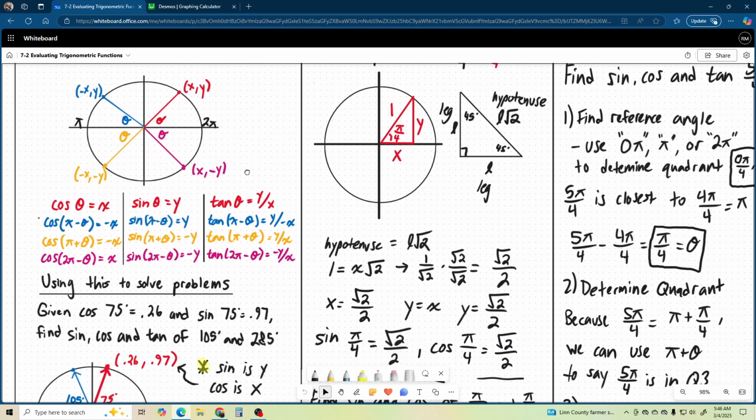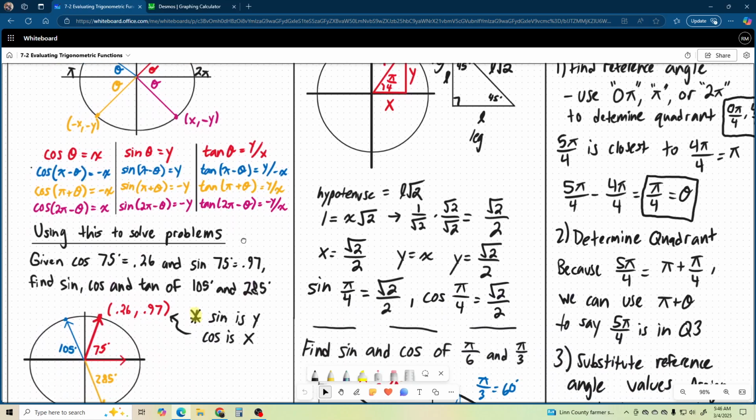All right, so let's use this to solve problems. How does this help us? If we're given a cosine value and a sine value, or even an x and a y value, we can use reference angles to refer to other angles that have the same reference angle, and use it to solve problems. Given that cosine of 75 degrees is 0.26 and sine of 75 degrees is 0.97, we want to find sine, cosine, and tangent of 105 degrees and 285 degrees.